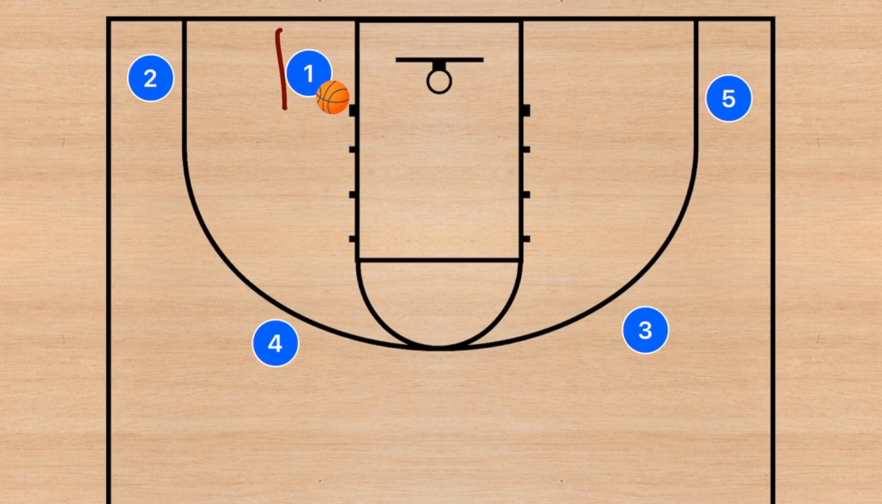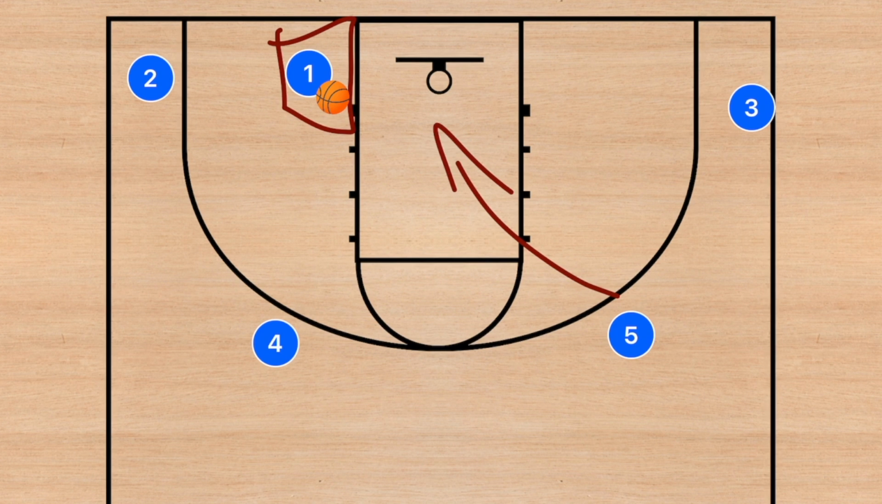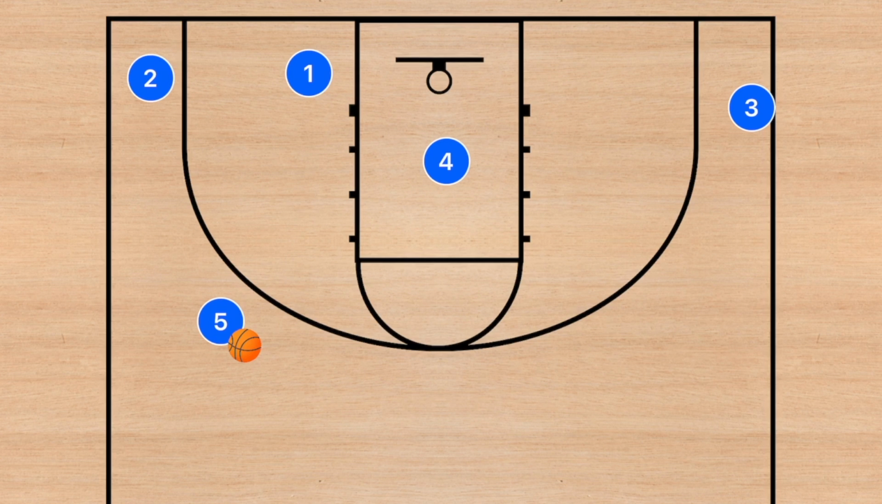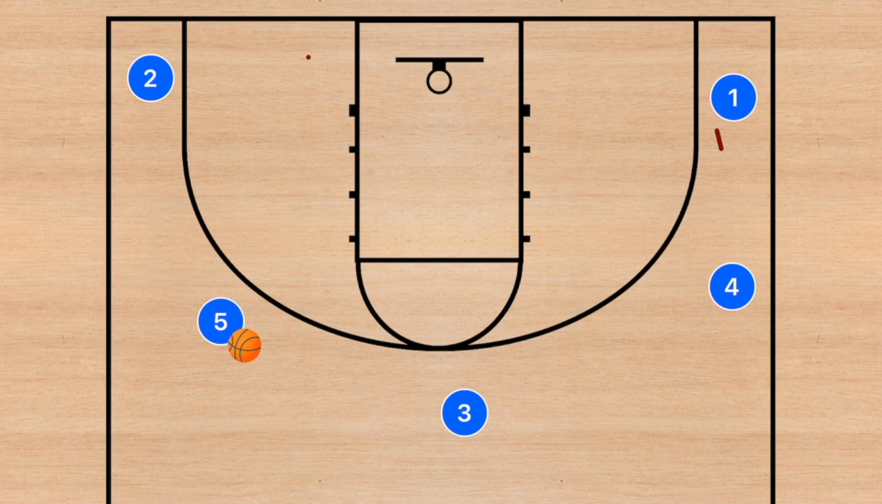Because the ball is still in this low post, we can have a backdoor cut by player 3. We have a strong side cut by player 4. Player 5 sprints around, we kick it out. Now we can set up our offense. We can set up another play. Player 1 could have looked to score as well. That was an option. That was always an option.